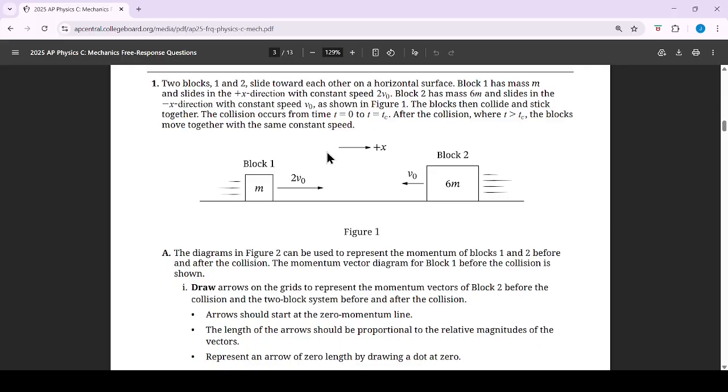So we're looking at a perfectly inelastic collision. They slide and stick together. Another way of thinking of an inelastic collision is we're going to make as much heat as possible.